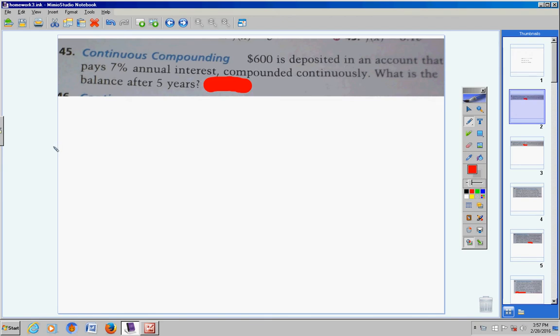Well, here we go. First of all, here's your formula. You should know this by now. This is your compounding continuously formula, okay? So, this is my ending balance, A. That's what I'm looking for. So I'm going to leave that A. P is your principal or your starting amount. That's 600. E, of course, is just E. R is your rate, which is 0.07. I got that from right here.